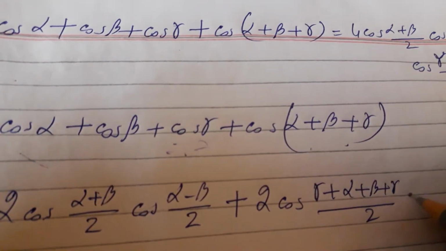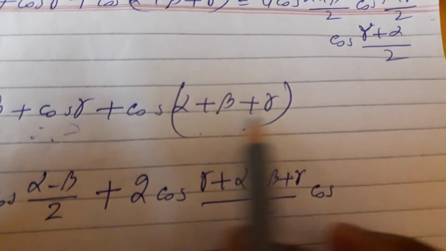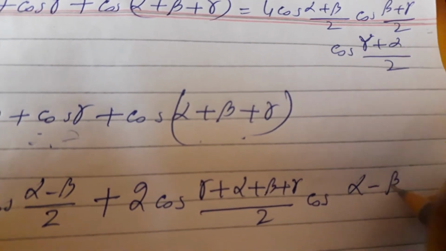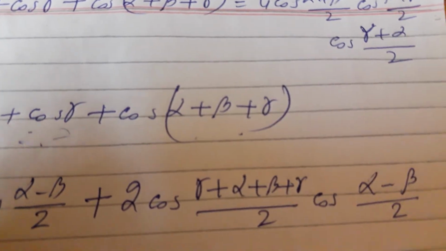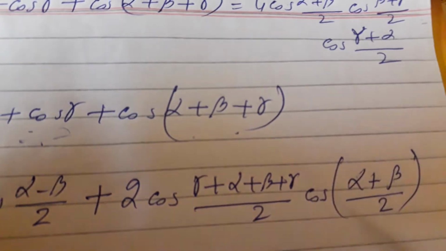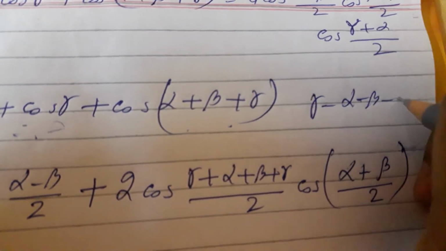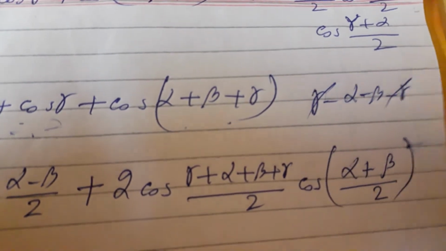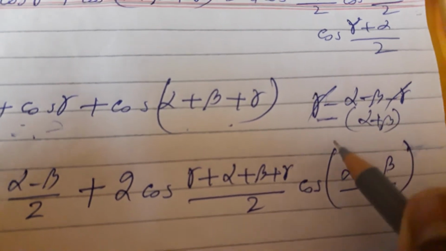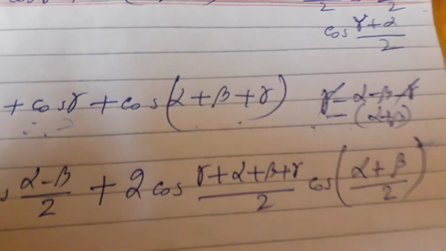Then cos, now see, if we subtract, then plus gamma and minus gamma will be cancelled out, and we will get alpha minus beta by 2. Sorry, you will get alpha plus beta by 2. Why? Because gamma minus gamma will be cancelled out, and minus (alpha plus beta), and we all know that cos(minus theta) equals cos theta, so I have written cos((alpha plus beta)/2).